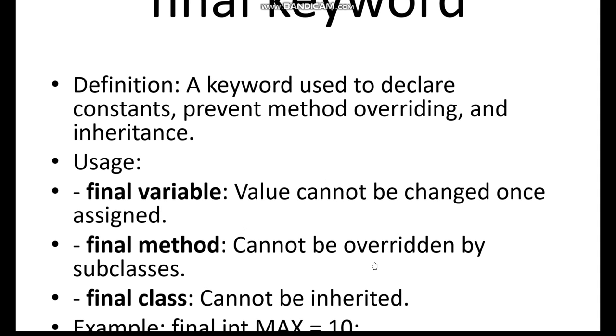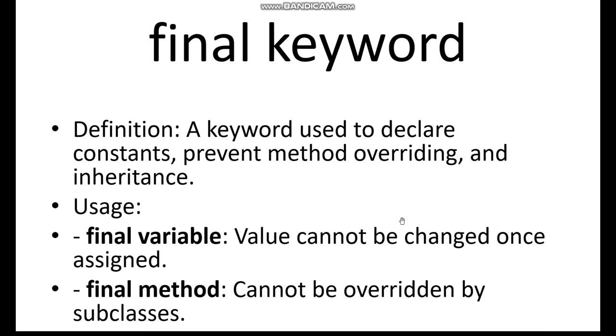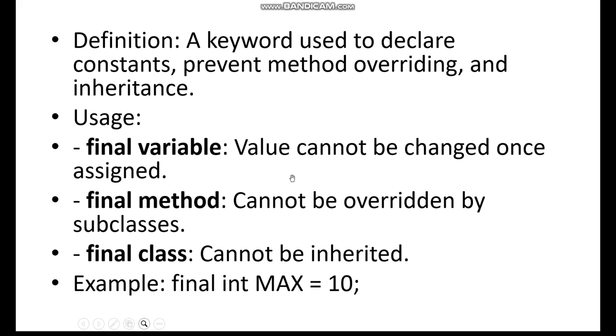So three things are there: final, finally and finalize. First is the final keyword. The final keyword is used to declare constants, and prevent method overriding and inheritance. So in final, three uses are there. You can make a variable final, second, you can make a method final, and third, you can make a class final.